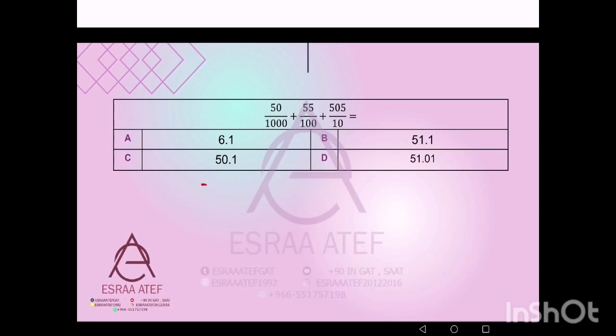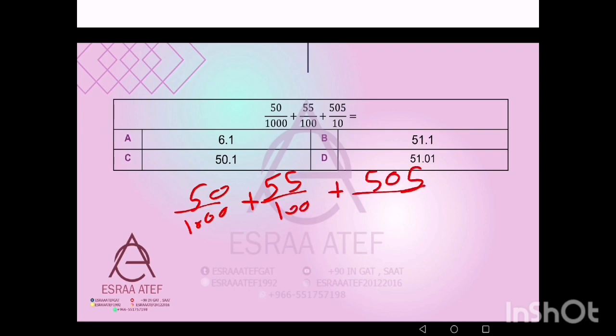Okay, here we have 50 over 1000 plus 55 over 100 plus 505 over 10.